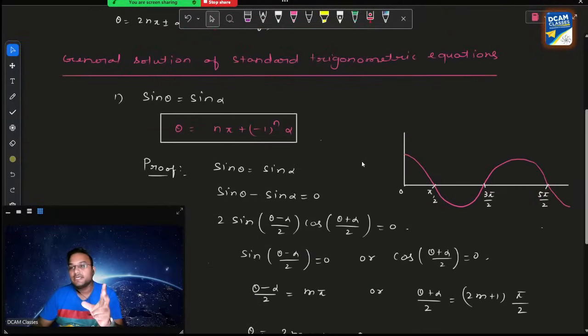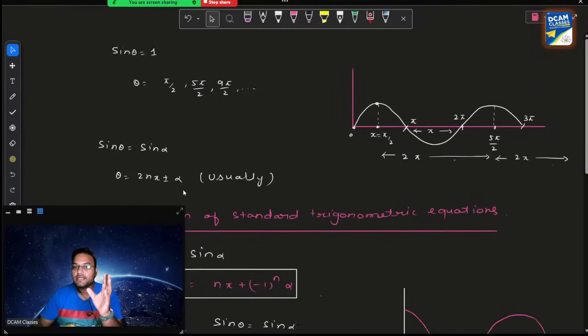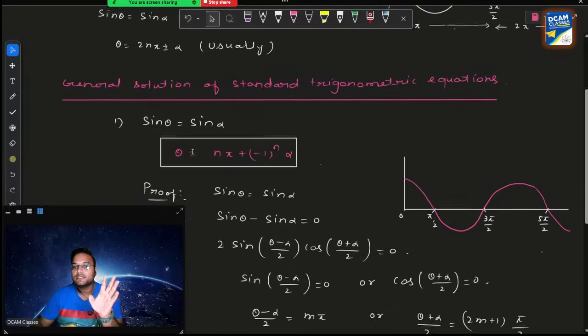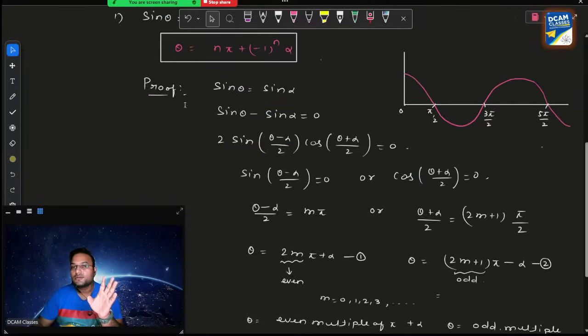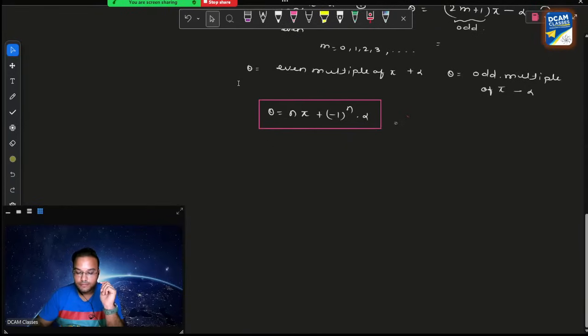Usually when students solve the question, they will do like that only, the earlier case. Theta is equal to 2 n pi plus alpha, and we'll get the answer. That's all. That's not true. This general solution you have to use.